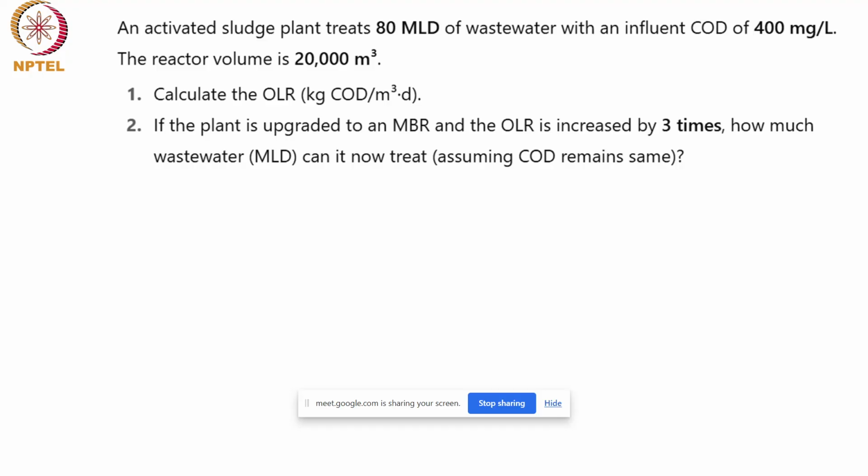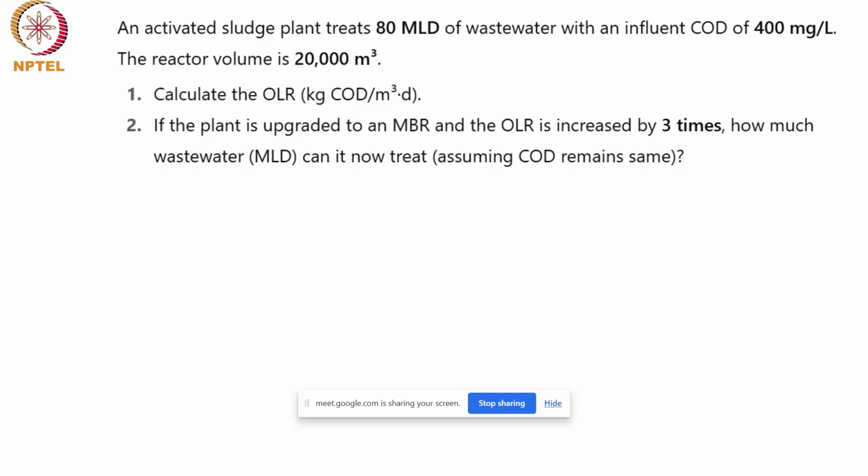An activated sludge plant treats 80 MLD of wastewater with an influent COD of 400 mg per liter, and the reactor volume is 20,000 meter cube. Calculate the organic loading rate. Then, if the plant is upgraded to MBR and the OLR is increased to 3 times, how much wastewater can the plant handle with the new criteria, assuming the same COD is present in the initial characterization of the wastewater treated?